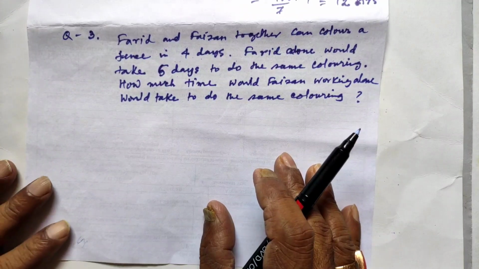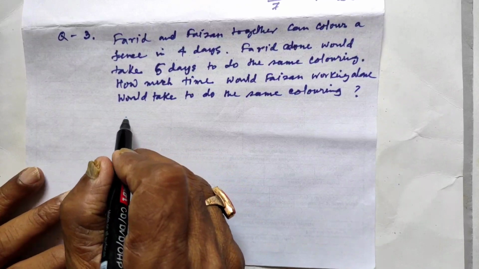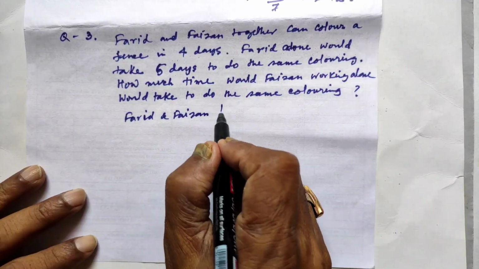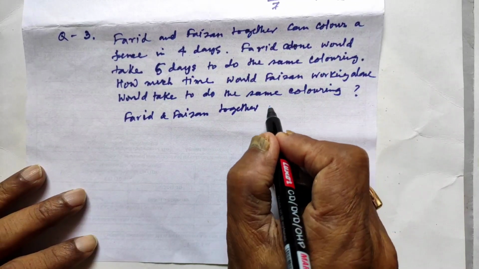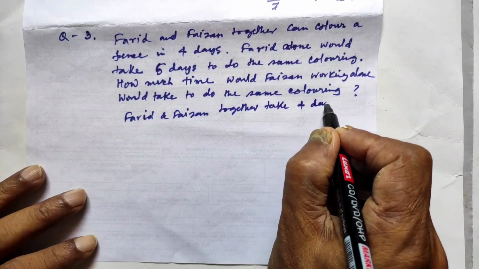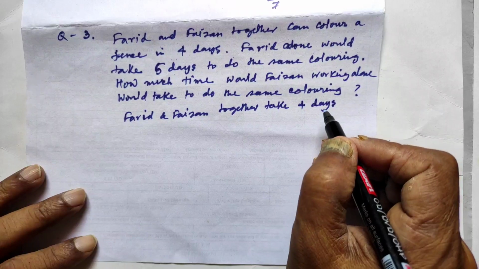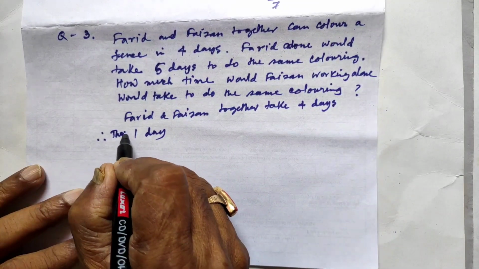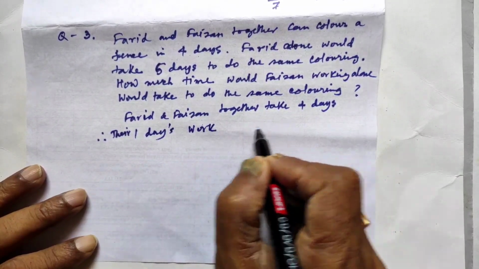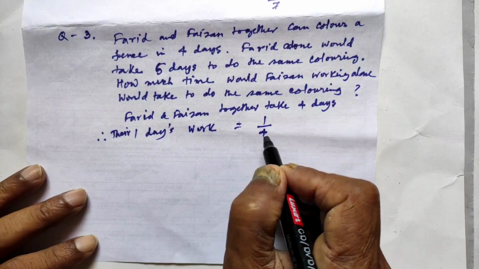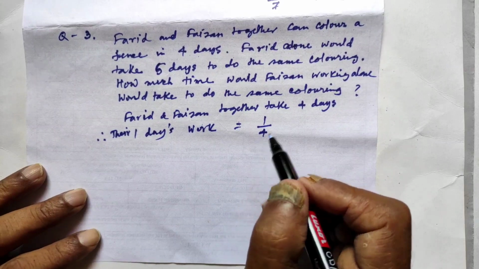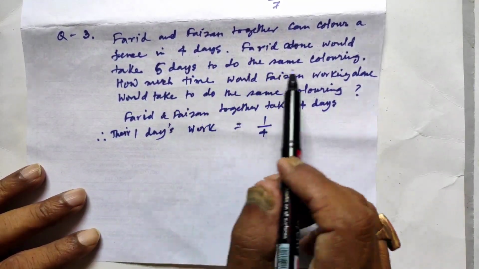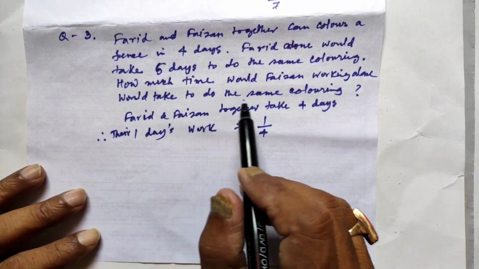Okay. So here try to understand that Farid and Faizan together take 4 days to color the fence. Okay. Therefore their 1 day's work equals to 1 by 4. All right. Again, what we see, Farid alone would take 5 days to do the same coloring. All right. So how much time would Faizan working alone take to do the same coloring?